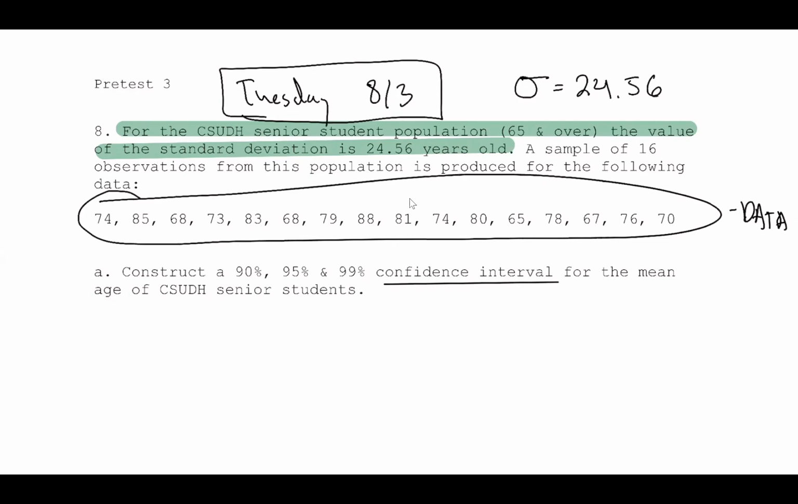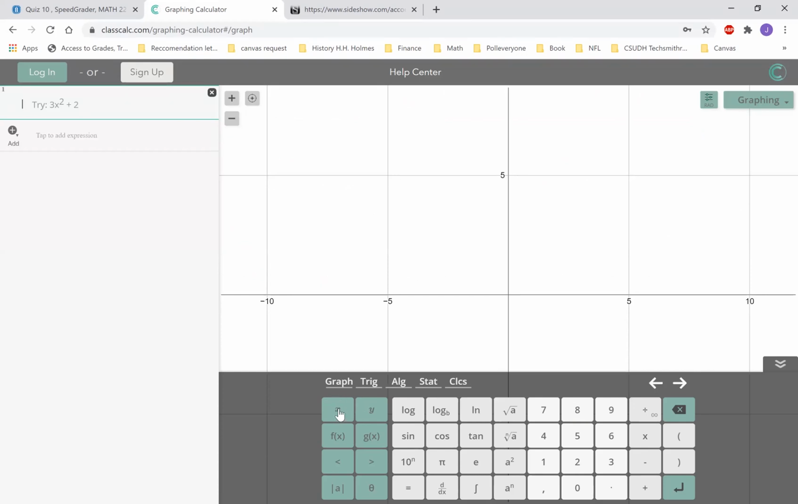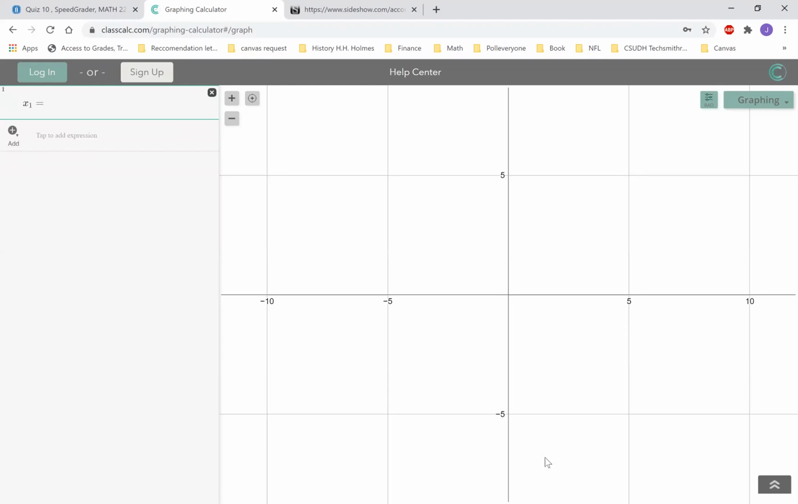So since we want to construct a confidence interval, we're going to be doing this in ClassCalc. The first thing in ClassCalc, we have to enter this data. So let me get ClassCalc ready. All right, so let's transfer over to ClassCalc. The first thing I want to do is enter our data set. So I'll say x1 is equal to this data set.